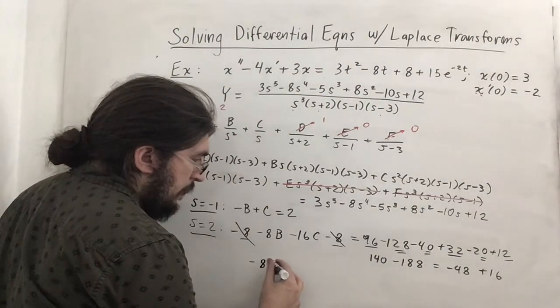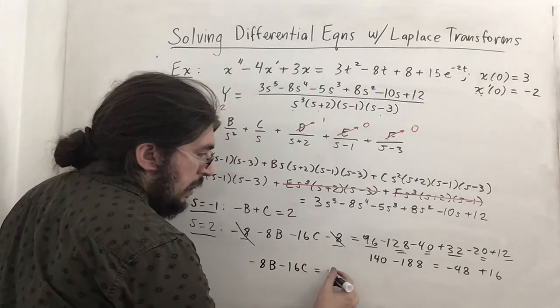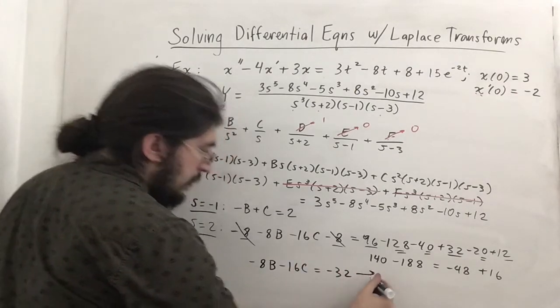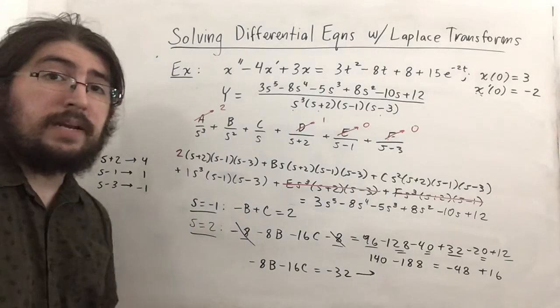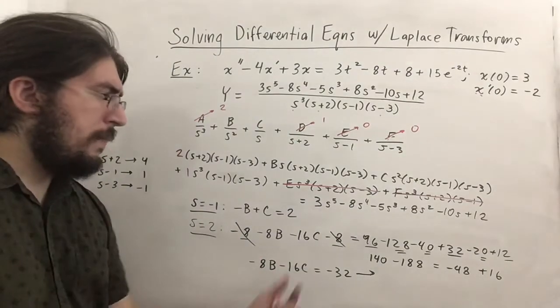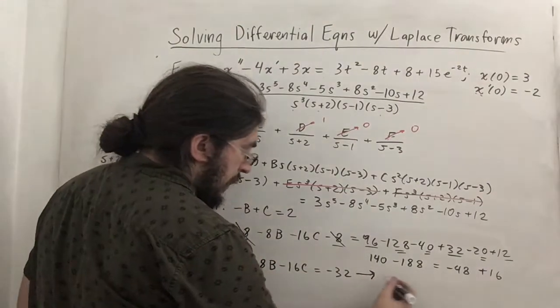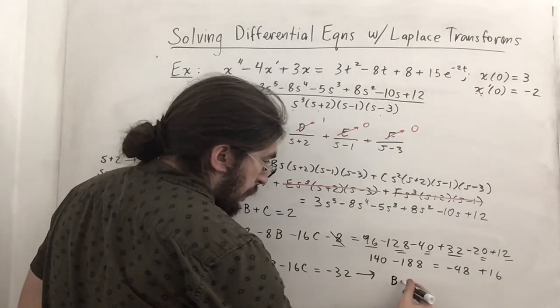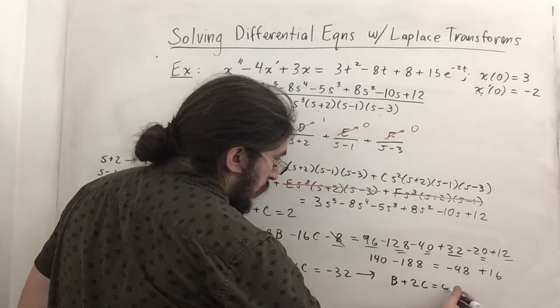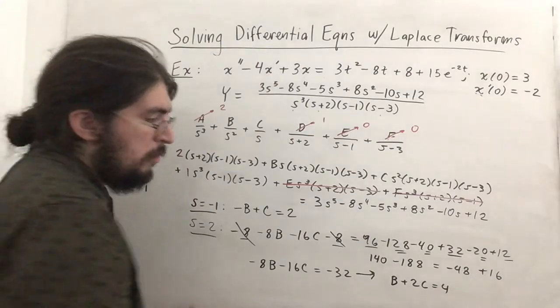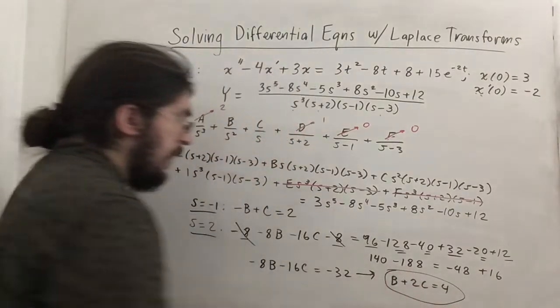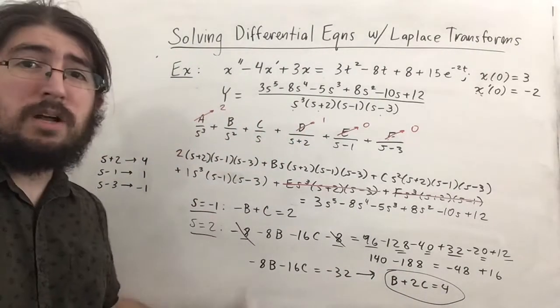So we have negative 8b minus 16c is equal to negative 32. Again, just like we saw with s equals negative 1, we can divide by 8. Well, let's actually divide by negative 8. So if you divide by negative 8, you get b plus 2c is equal to 4. So it's not too bad looking of an equation. And in fact, combined with this, it's super simple to solve for.